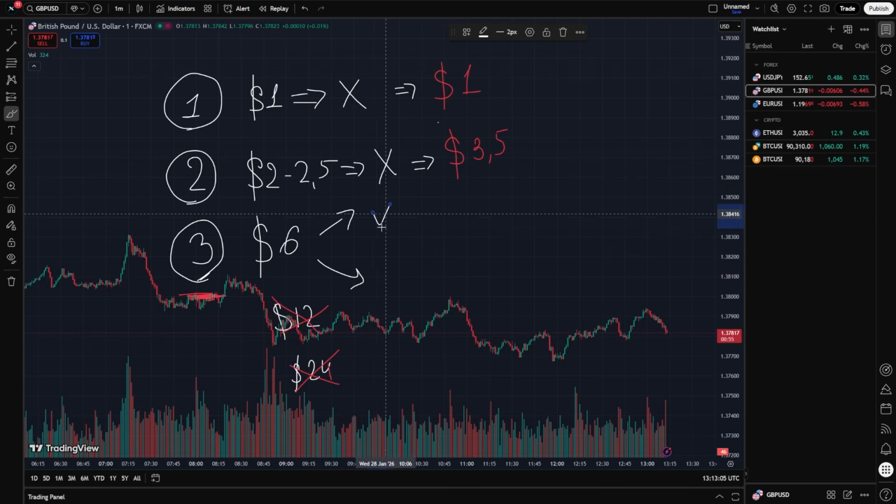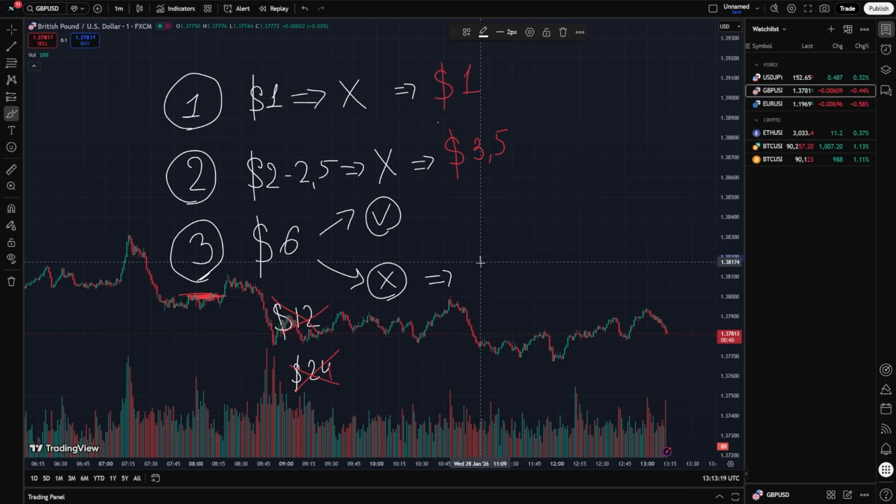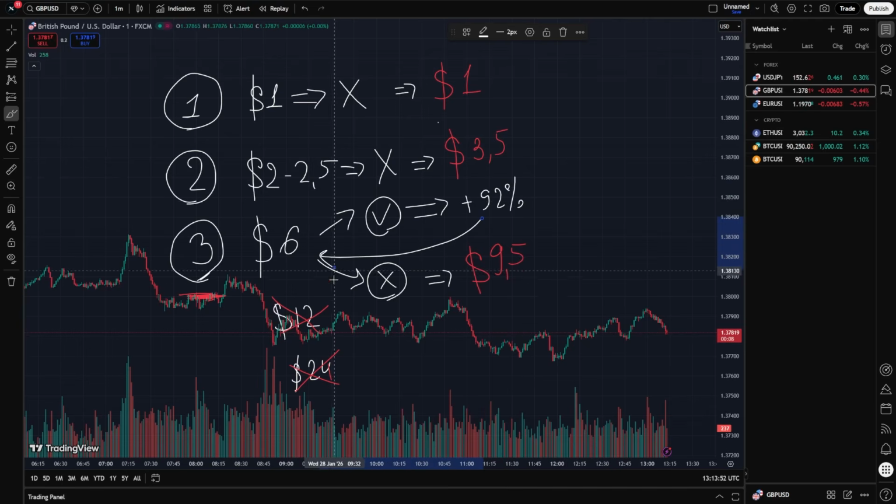Let's work through this. The final outcome for the third trade is either positive or a loss. In case of a loss, we have a total loss of $6 plus $3.5. Our total loss amounts to $9.50. That's what we lose. That's it. Now, let's consider the winning scenario. Hold on a second. If we win, let's say on one of the currency pairs, for example with 92% profitability, that means plus 92% on these $6.